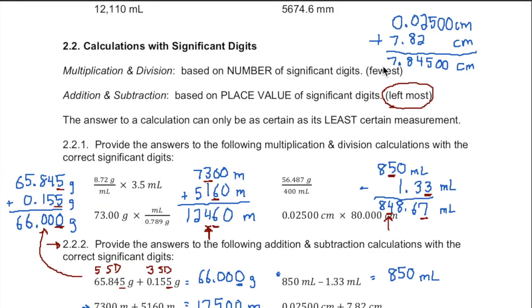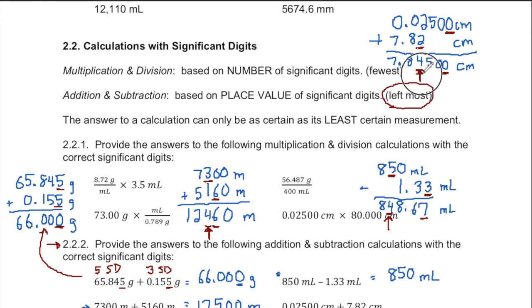And for this last one, I found a little space in this corner to add these two lengths, 0.02500 centimeters, a measurement with 4 significant digits that is known to 5 places past the decimal, adding that to a length of 7.82 centimeters, which has 3 significant digits and is known to the hundredths place, 2 past the decimal. Our answer, therefore, has uncertainty in 2 different place values, 2 past the decimal and 5 past the decimal.